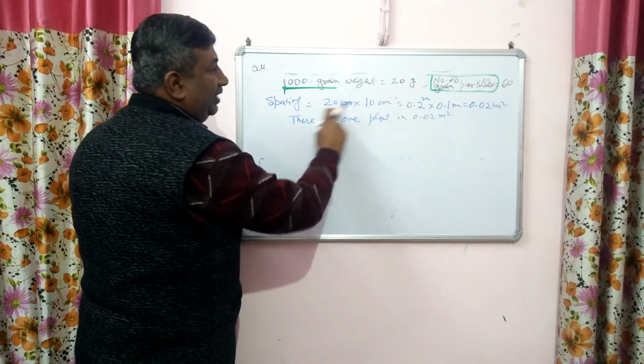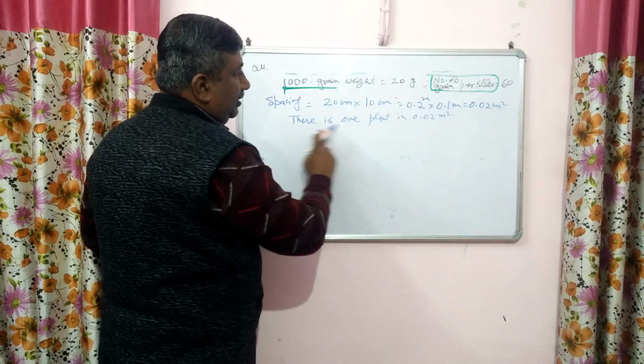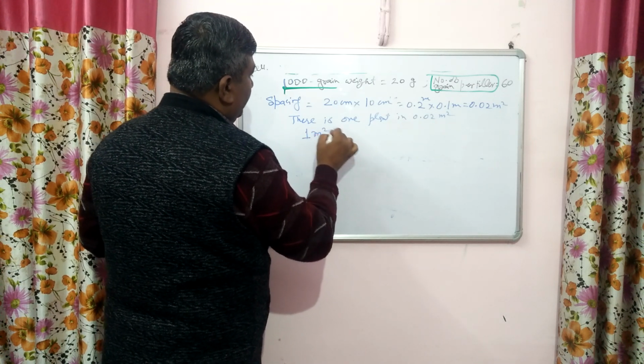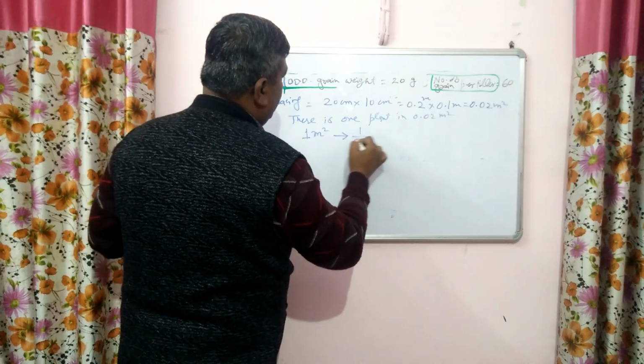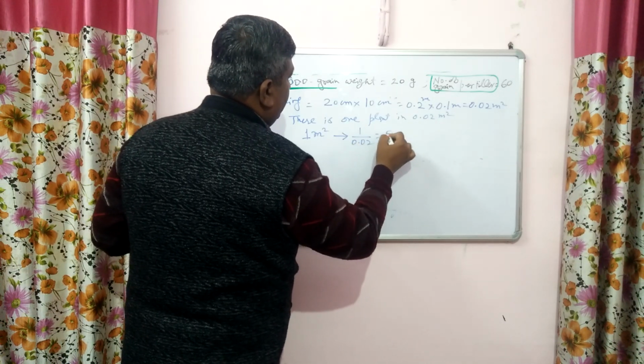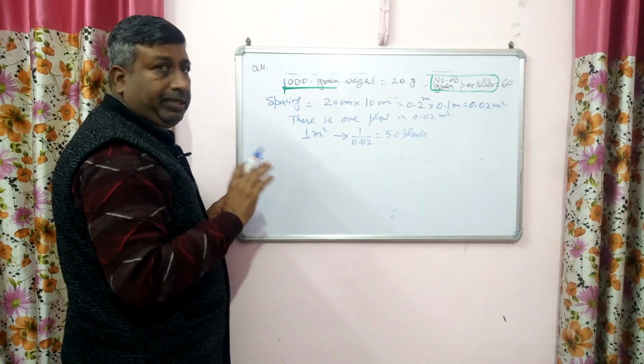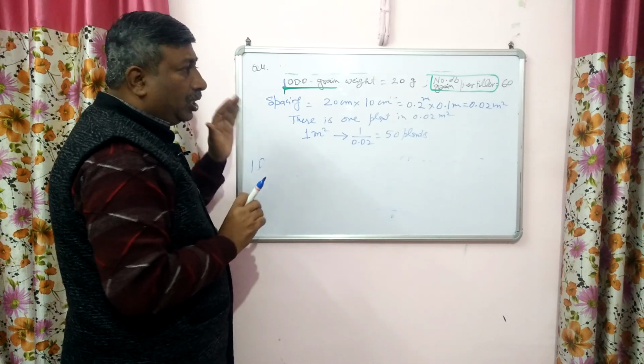It means if the spacing is this, then there is one plant in 0.02 square meter. So in 1 square meter area, how many plants? 1 upon 0.02, that is 50 plants. So these are the 50 plants. Now there are no tillers, so now we cannot calculate the yield.